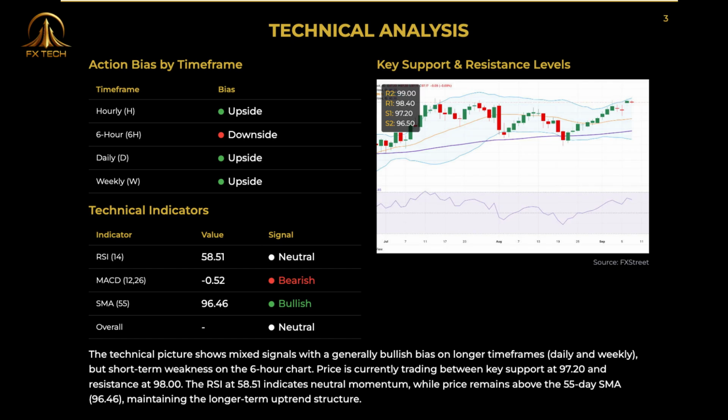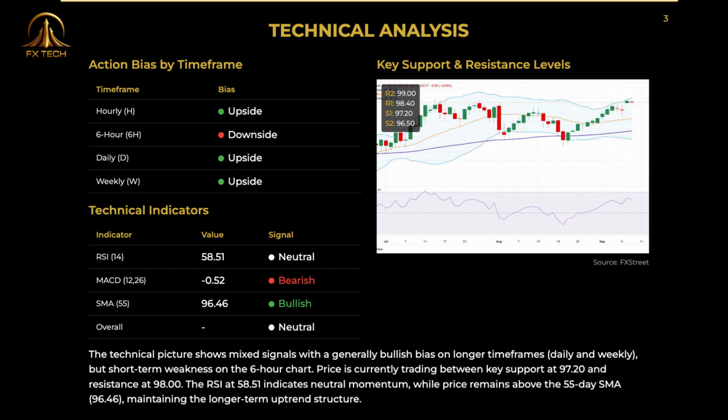Looking at specific technical indicators, the RSI at 58.51 sits in neutral territory, neither overbought nor oversold. The MACD reading of -0.52 shows slightly bearish momentum, while the price remains above the 55-day simple moving average of 96.46, which is a bullish signal. On the chart, we can identify key support and resistance levels that traders should monitor closely.